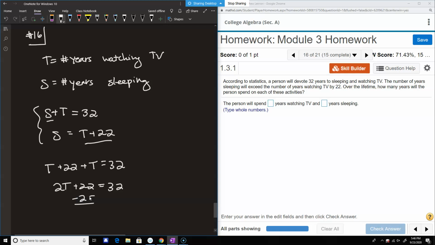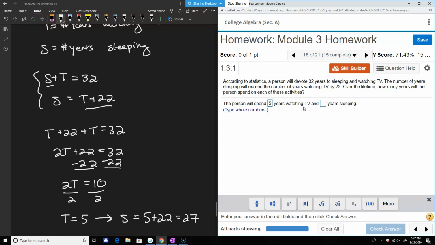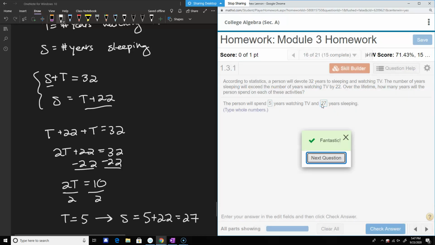So we want to subtract 22. So we get 2T is equal to 10. And then divide both sides by 2. We get the number of years watching TV is 5. And then we also know that S is going to be 5 plus 22, which is 27. So we spend 5 years watching TV and 27 years sleeping. Any questions on that one?